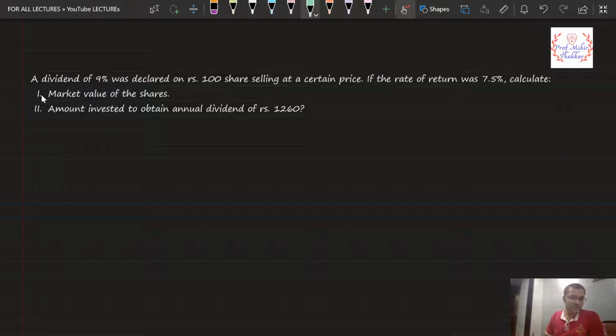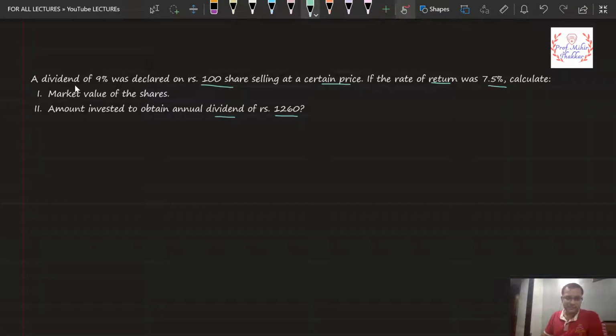The question says, a dividend of 9% was declared on rupees 100 shares selling at a certain price. The rate of return was 7.5%. We have to calculate the market value and the amount invested to get a dividend of 1260.